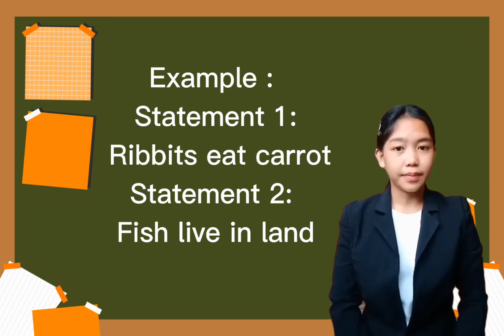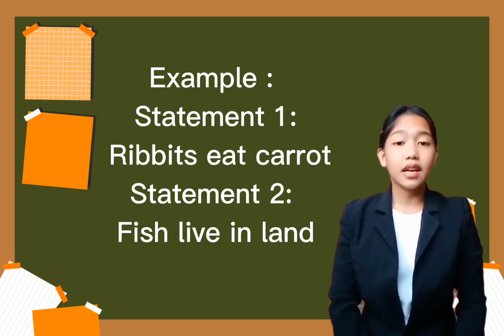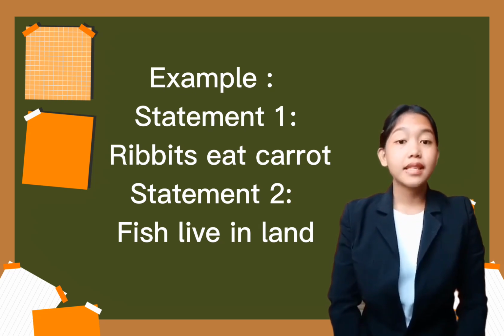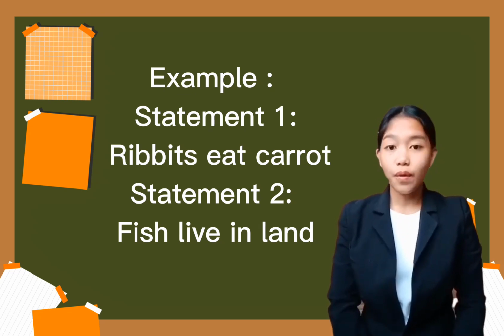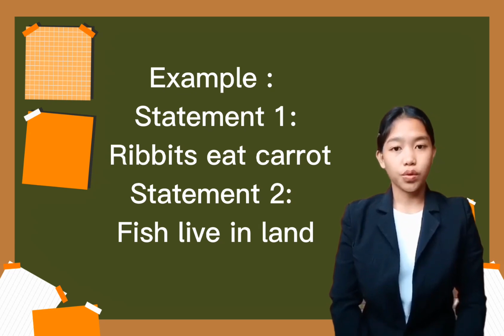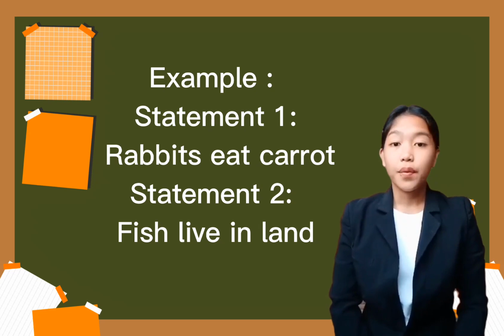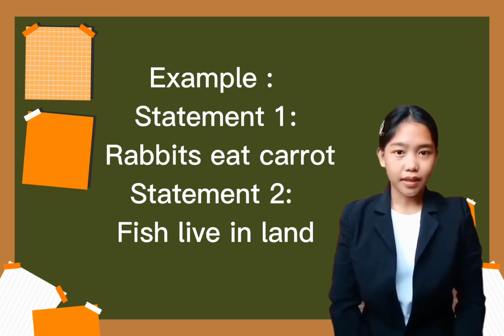Statement number 1. Rabbits eat carrot. The underlined word is rabbits. Since the underlined word is misspelled, it's easy for your students to arrive at the correct answer. The entire sentence takes a different meaning that makes the sentence false. So, the revised sentence will be rabbits eat carrot.